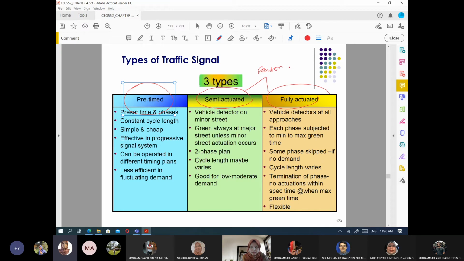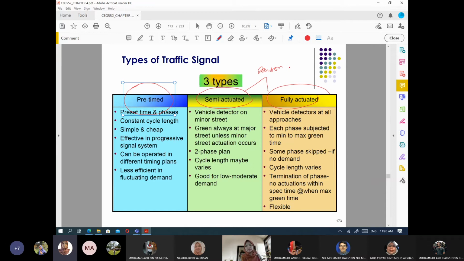Tapi kalau semi-actuated dengan fully actuated ni, you will be using sensor. You install the sensor on the road. Kalau fully actuated lagi mahal, sebab setiap direction tu you install the sensor. Semi-actuated is only for those on minor road you install the sensor. Okay. Pre-time lebih simple and cheap, effective in progressive signal system.